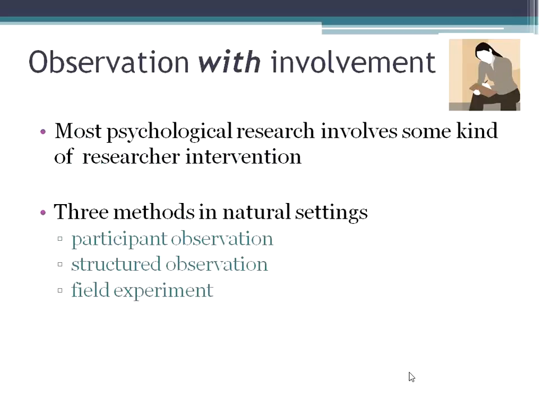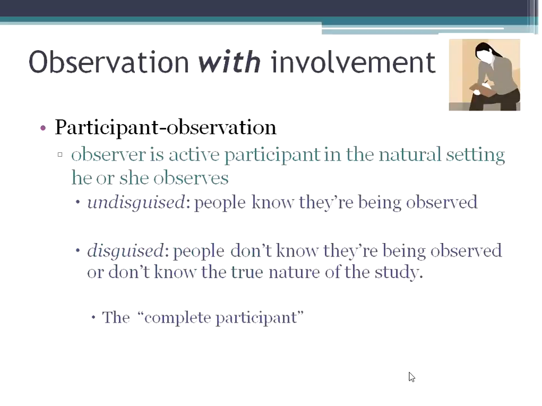Now, psychological research and perhaps some educational research might involve some kind of intervention. And there's a few different kinds of interventions we can do: participant, structured, and field. So participant observation is when the observer is actually an active participant in the setting that they're observing. And you can be undisguised or disguised. So in an undisguised observation, people know they're being observed.